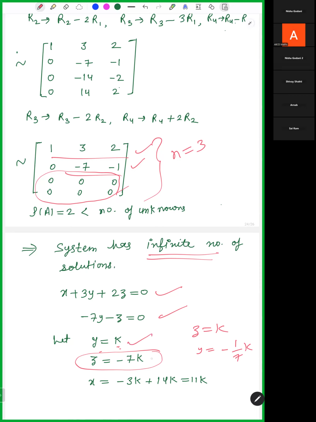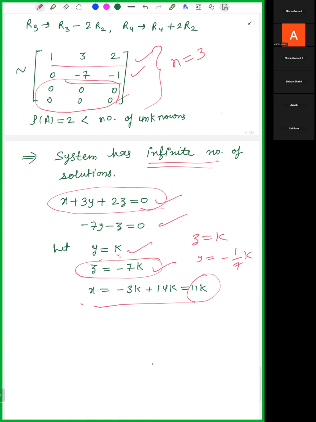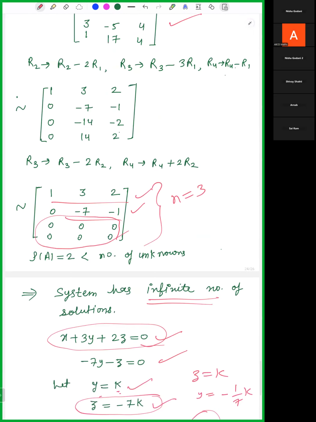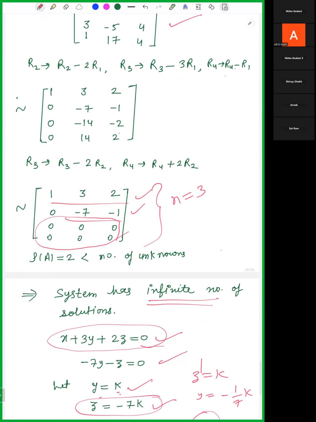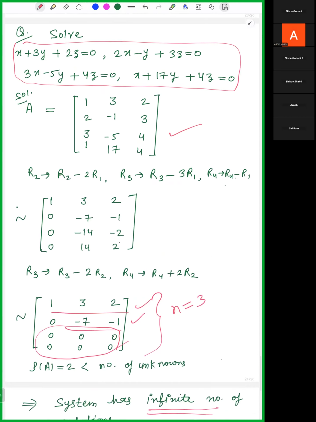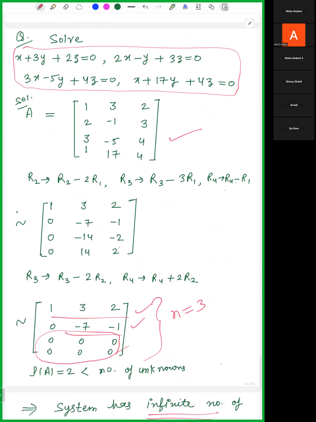For this y and z, I got the value of x from equation 1. This equation x plus 3y plus 2z equals 0 gives the value of x as 11k. So in this way, you have the solution in terms of k. This means you have infinitely many solutions. So this was about Gaussian elimination for both homogeneous and non-homogeneous systems. Is it okay to all? Any query to anyone?